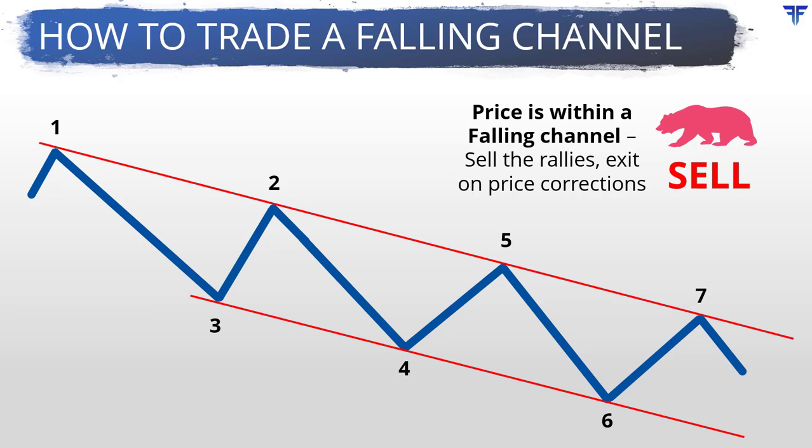Contrarian and risky traders could also consider establishing long positions at points 4 and 6 and use points 5 and 7 to exit from these long positions. However, keep in mind that such strategies are risky because you are trading against the overall trend, which is down in this case.